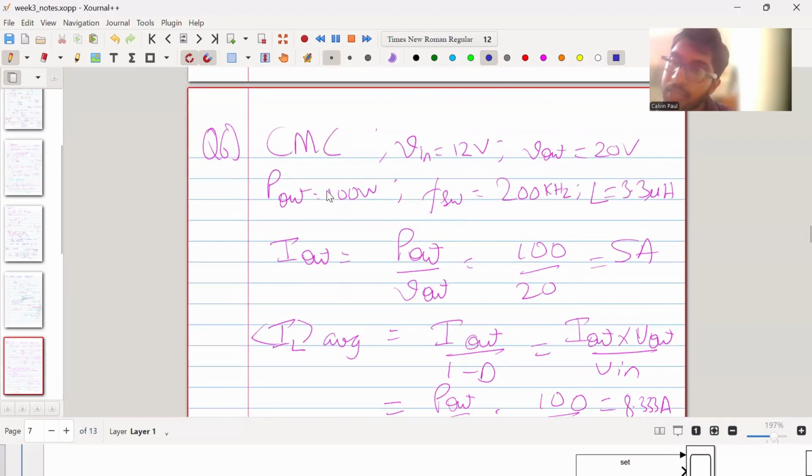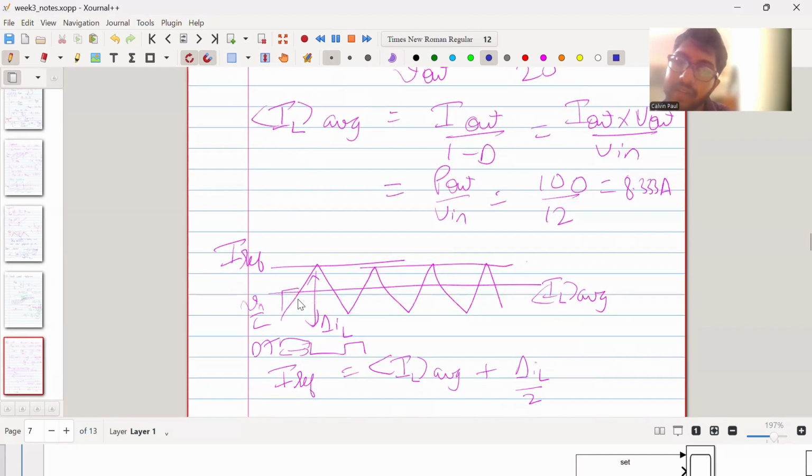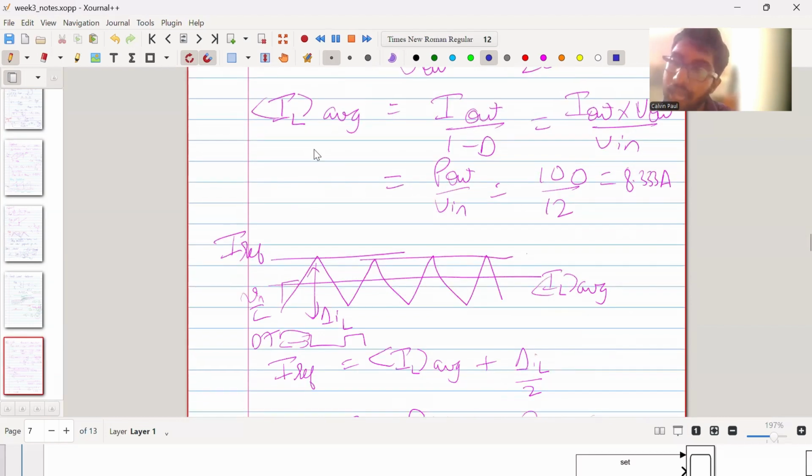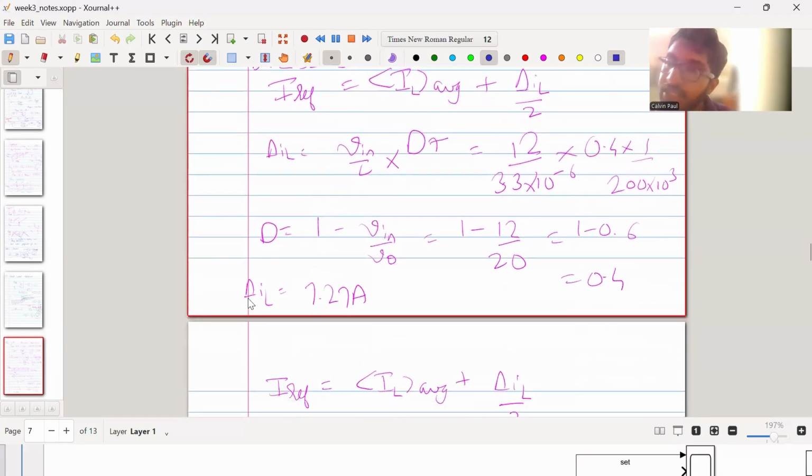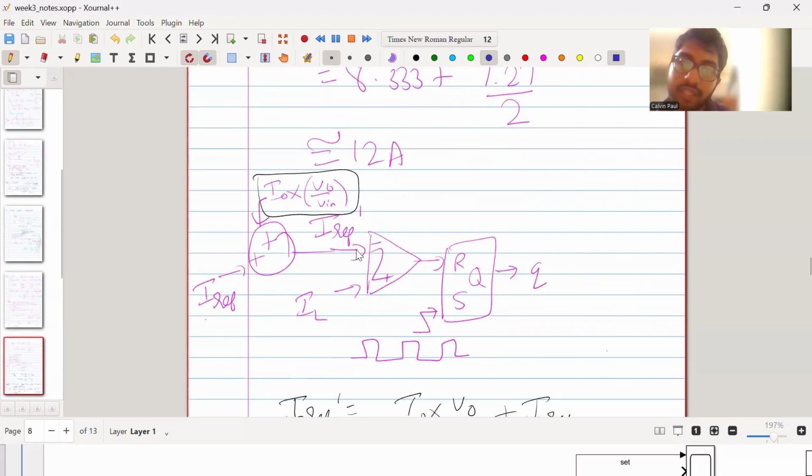Similarly, we talked about current mode control. How do we generate that reference? The value of that reference is dependent on the average current plus the ripple current. So that's how the reference is generated. How do we calculate the ripple? It is also simple for a boost converter, very simple. Then what modification we have to do if we want to add this load current feed forward concept for current mode control.